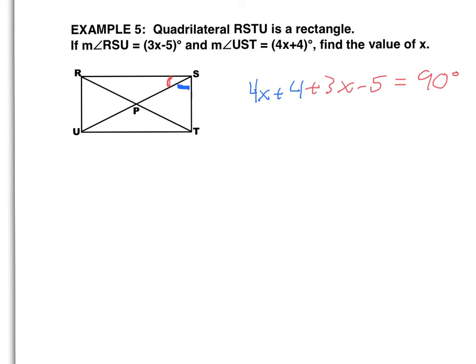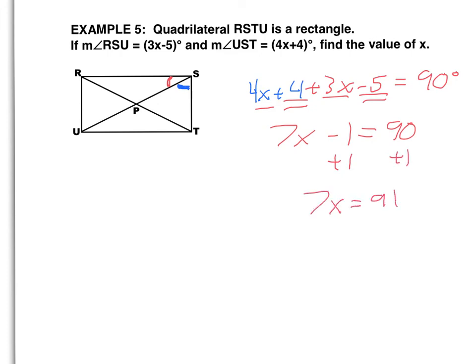So let's put our information together. We've got 4x, we've got 3x. That makes 7x. We've got a 4 and a negative 5. That makes a negative 1. And our 90 is just chilling over here. Then we add 1. Makes 7x equals 91. And last but not least, we divide by 7. And we get that x equals 13.